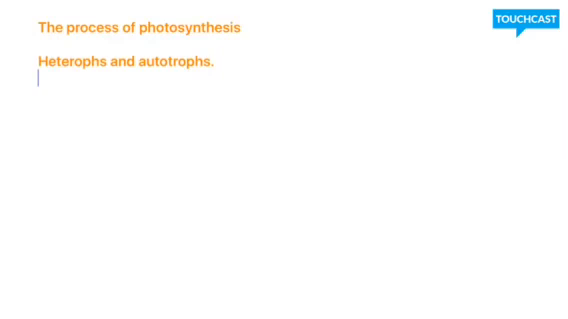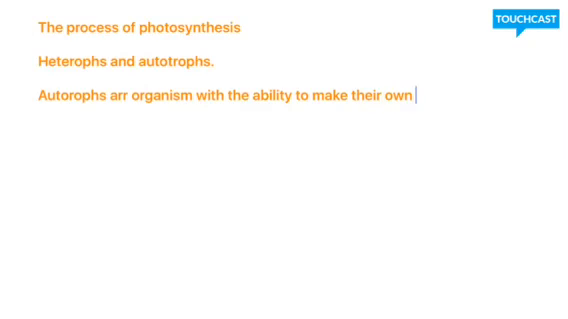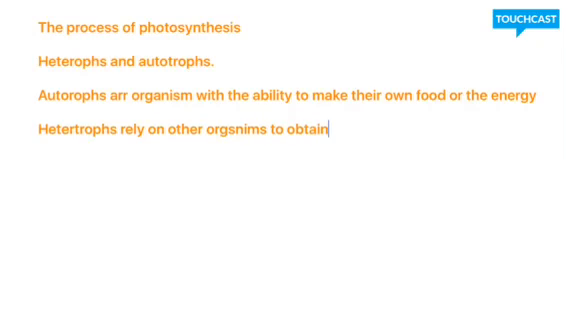Alright, so let's continue. Autotrophs are organisms with the ability to make their own food or the energy, and heterotrophs rely on other organisms, particularly autotrophs, to obtain energy or food.